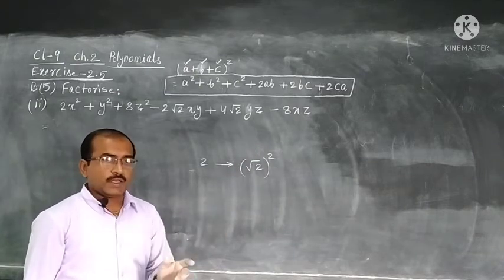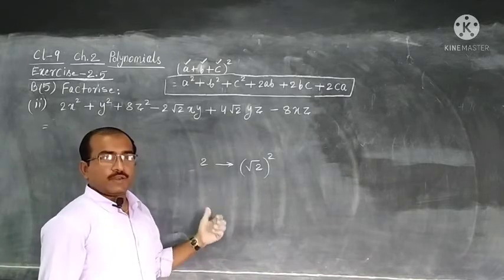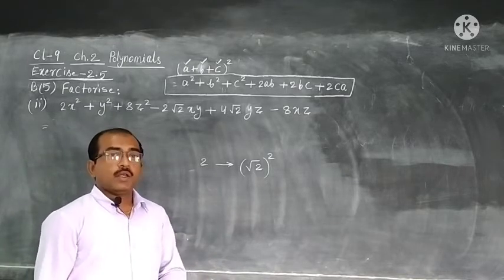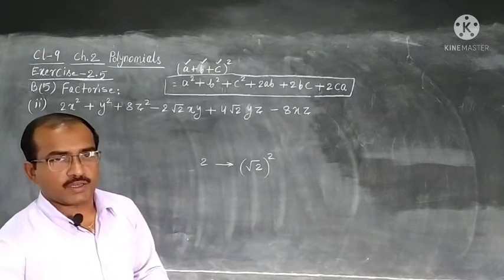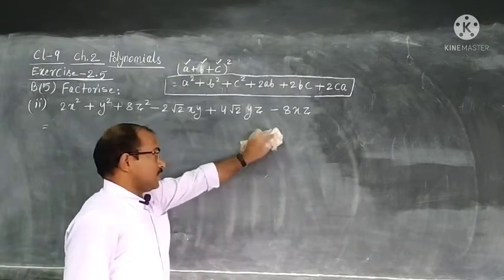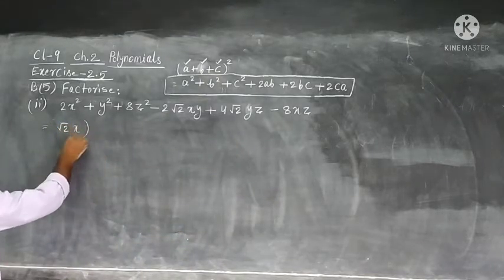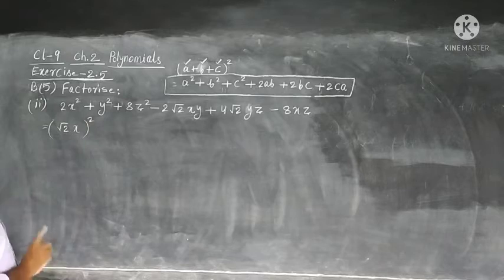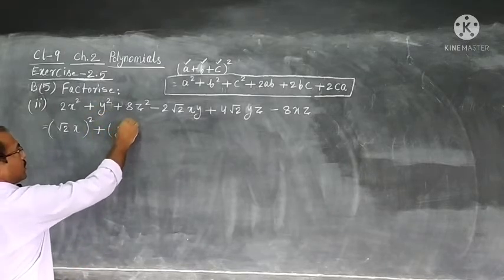So, remember what did I say? Any non-perfect square number, 2, 3, 5 like this, we will put root on that and also a square. Is it clear? Let us do that. So, root 2 x square. So, this is a square. Y square is okay, y square we just write.